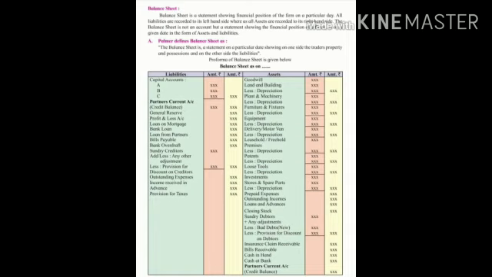We have seen the format of the trading account, the format of the profit and loss account, and the format of the balance sheet. In the next lecture we are going to see the final accounts adjustments. Adjustments play a very important role in final accounts, which we will see in the next lecture.